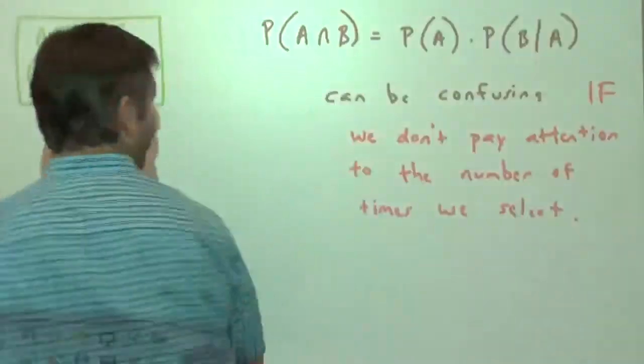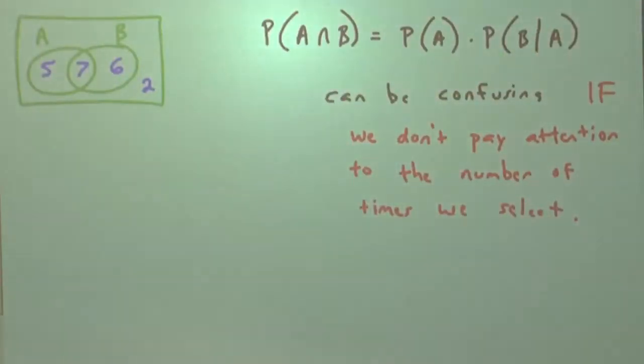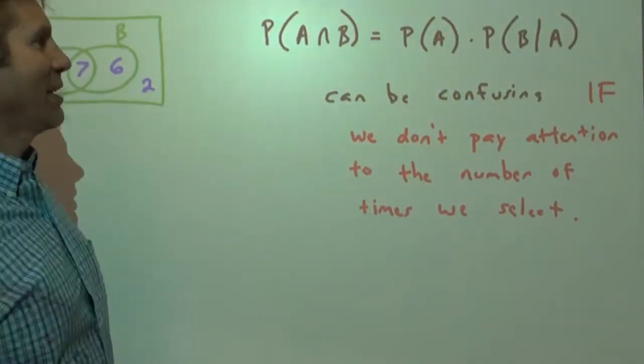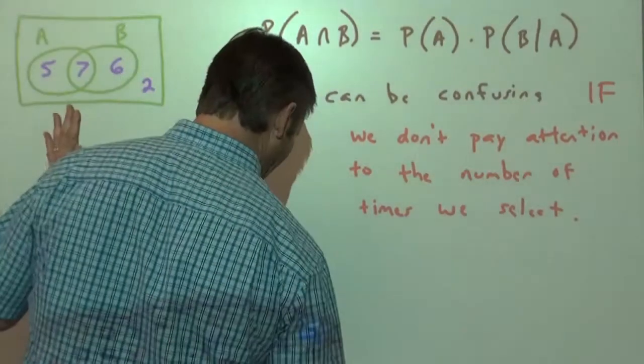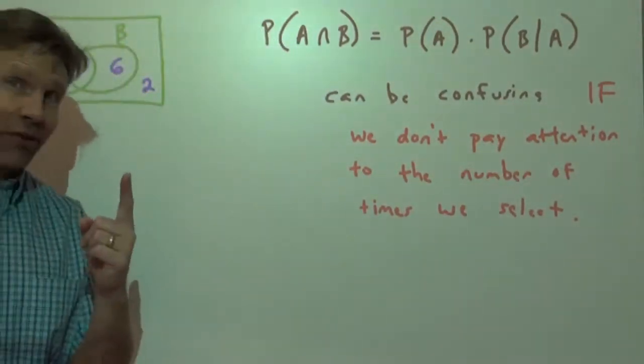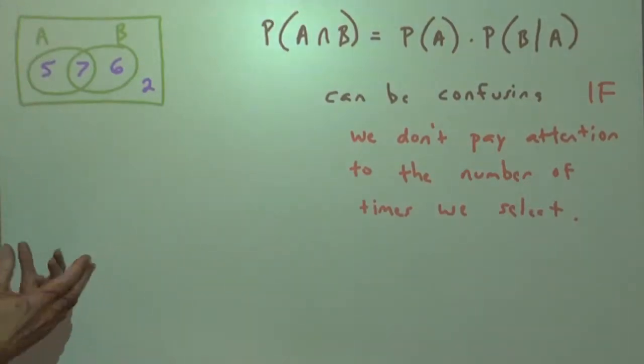Okay, let's go to the next screen. All right, so here, now, this is where it could be kind of confusing. We use a Venn diagram when we're only going to select one thing. So know when to say Venn, and this time we're only going to select one thing.